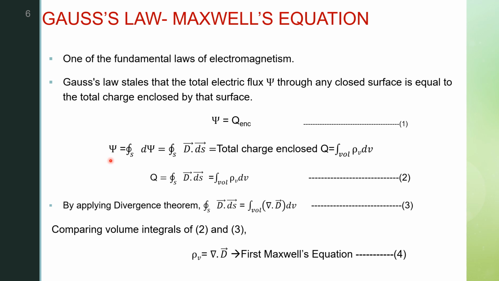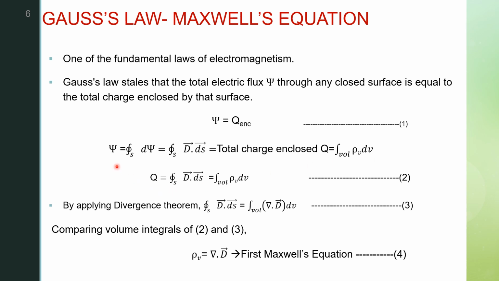So we know psi is equal to the total flux, right? Psi is the total electric flux, that is surface integral d psi. That is equal to, electric flux is also related to electric flux density as integral D dot dS. And as per our Gauss's law, electric flux is equal to the total charge enclosed, and that's equal to integral rho v dv.